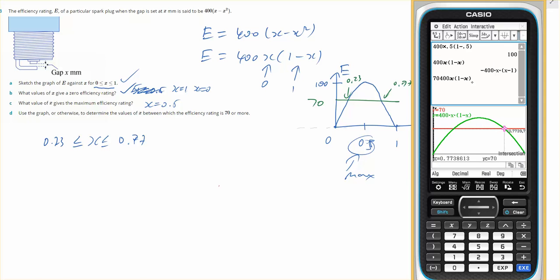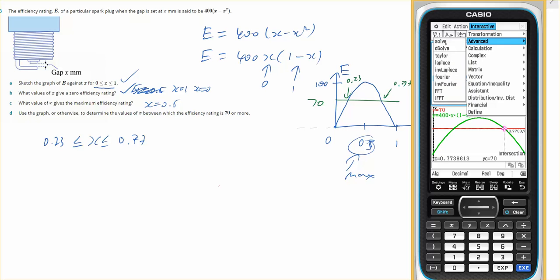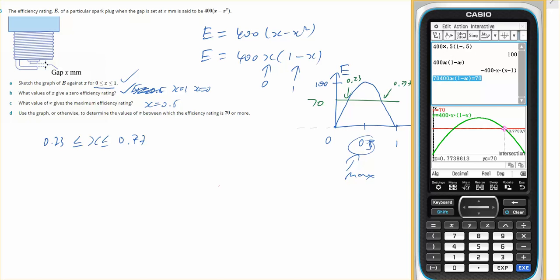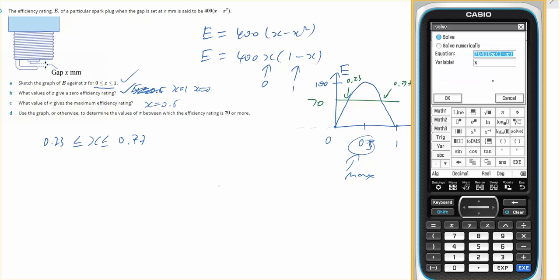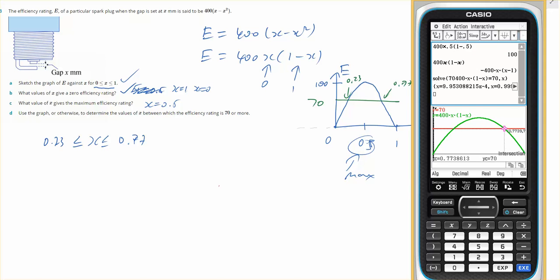So if I drag this down, we want to make that equal to 70, we go interactive, advanced, solve. Oops, interactive, advanced, solve, and we're solving for x. And for some reason I put a 70 there. So let's do this again. Execute, and we got 0.23 and 0.77. But if you do it using the algebraic way on the calculator, make sure you know what the graph looks like. Otherwise, you're not going to choose the right regions, because you want to choose the region above, not the region below. Hopefully that helps.